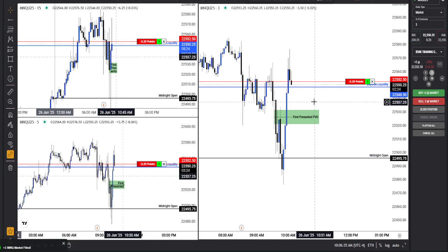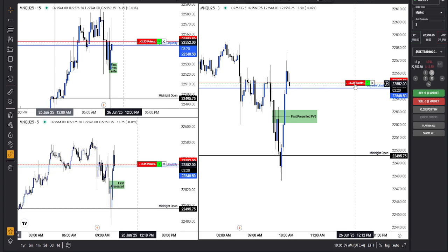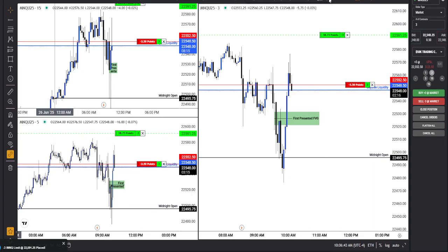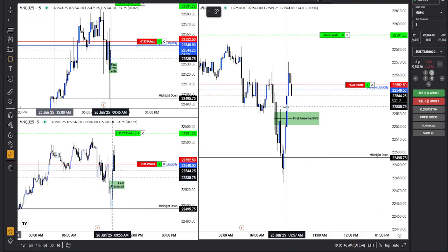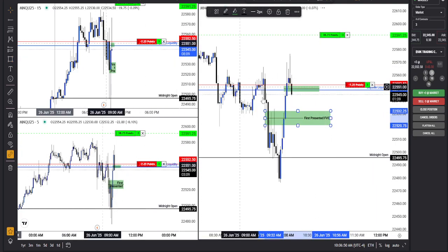Order filled. I'm gonna go long here. Let's see. It's trading down into the deeper gap. 2-minute.